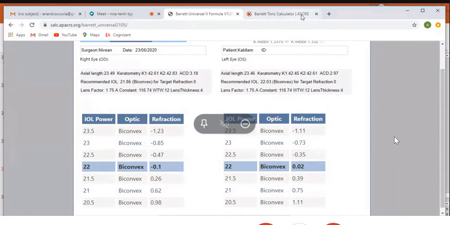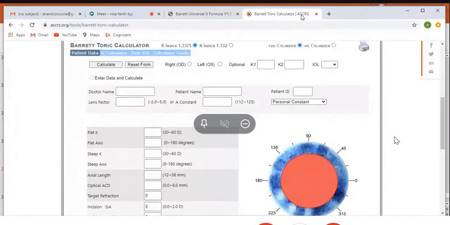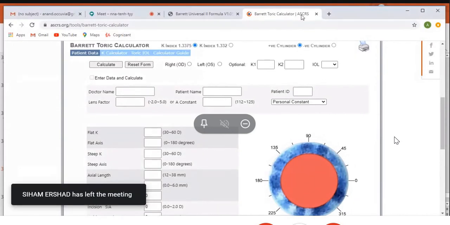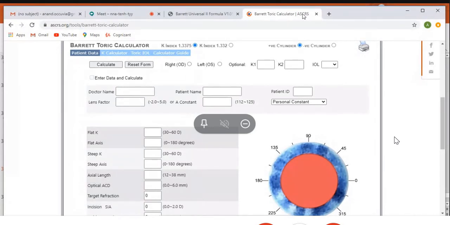Then comes the toric calculator. This is actually a Barrett toric calculator. So most of the time, if the corneal cylinder is 0.65, definitely the patient will end up having a toric IOL. So if you take the corneal meridians, if the difference between the two meridians is 0.65, then the patient should go for the toric.